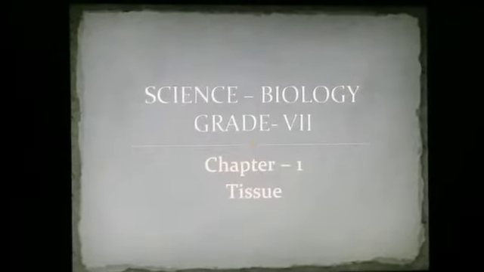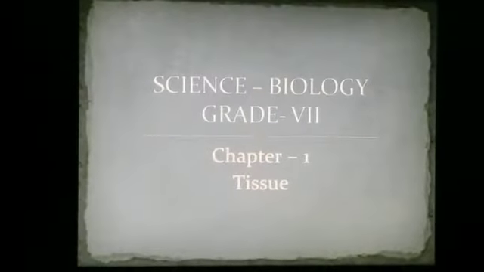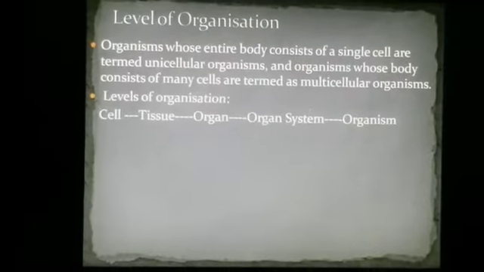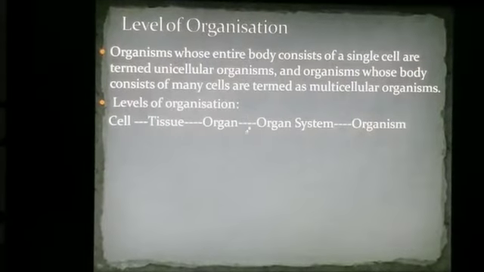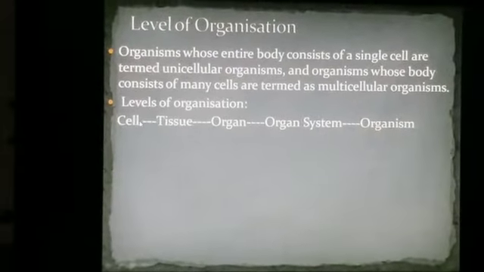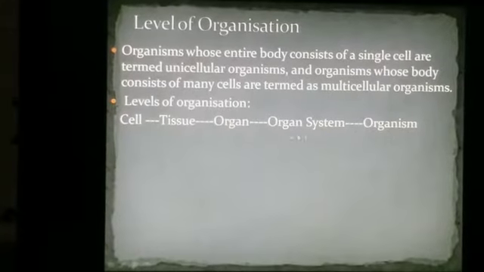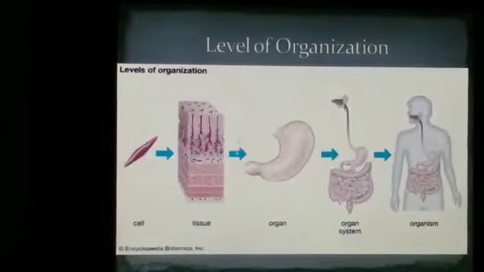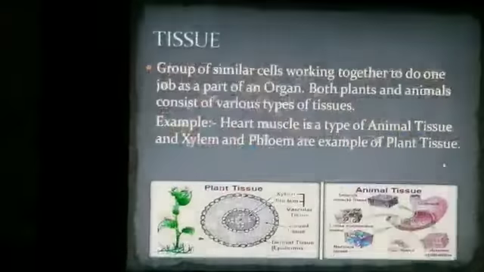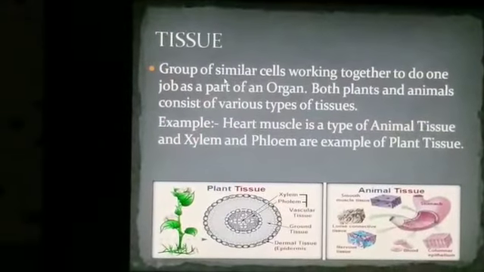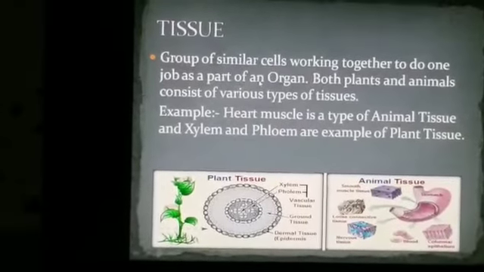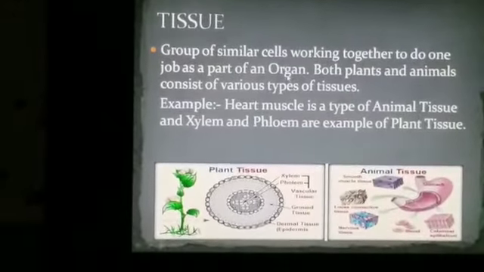When we met last time, I started with chapter 1. The name of the chapter is Tissues. I have taught you the levels of organization. First comes the cell, then a group of tissues, then organ, system, then organism. This is the diagram. And what are tissues? Tissues are groups of similar cells working together to do one part of the job of an organ.